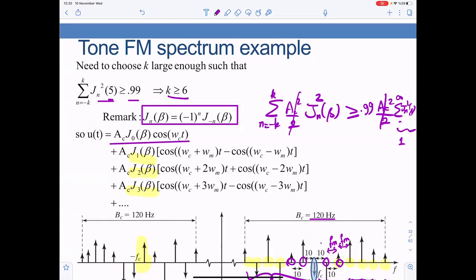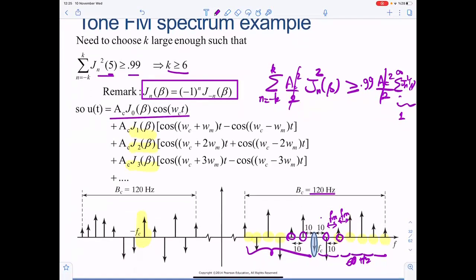In fact, I would need to check this. Let's check. This is the third one. This is the corresponding third one. Yes, there is some symmetry. Oh, maybe there's a typo here. There's a mistake in this picture, maybe. Let's check.